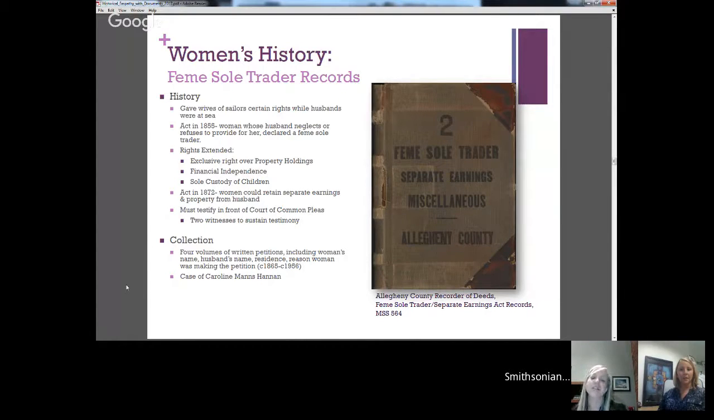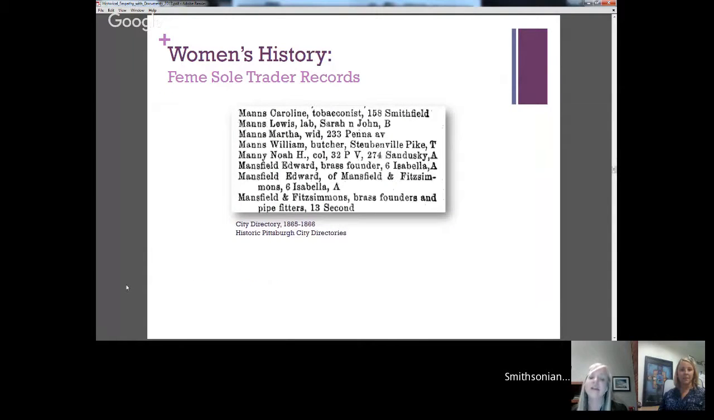The collection itself consists of 4 volumes of transcripts of written petitions of these individual women who came before the Allegheny County Court to try to achieve the femme sole trader status. And so the person whose testimony we're going to follow throughout this case is that of Caroline Manns Hannon.